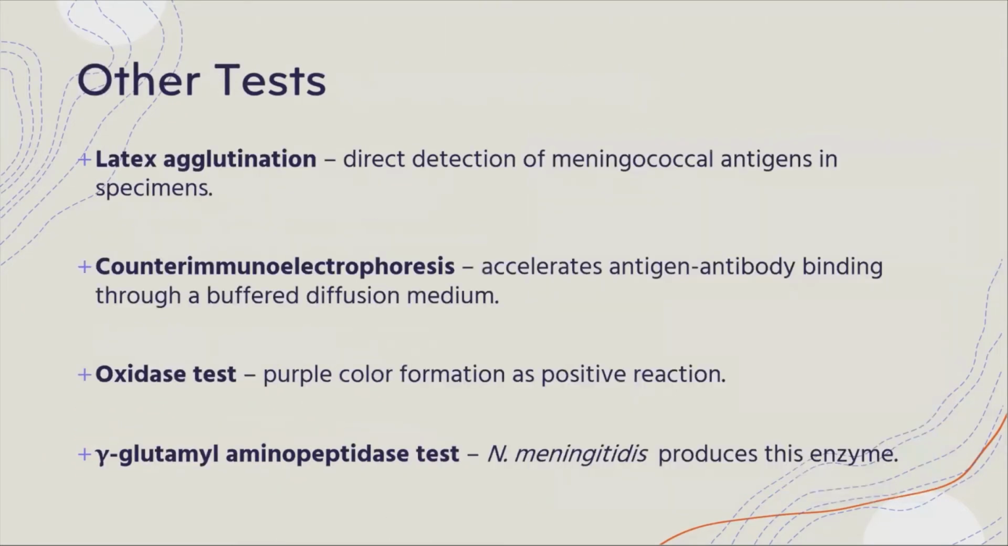Other tests include mga serological tests such as latex agglutination and counter-immunoelectrophoresis. These are just among the different serological tests that we may use in order to facilitate detection of our pathogen. We can also perform several biochemical tests such as oxidase and gamma-glutamyl aminopeptidase test. Okay, so these are just some of the different methods that we can use in order to detect our Neisseria meningitidis. Okay?